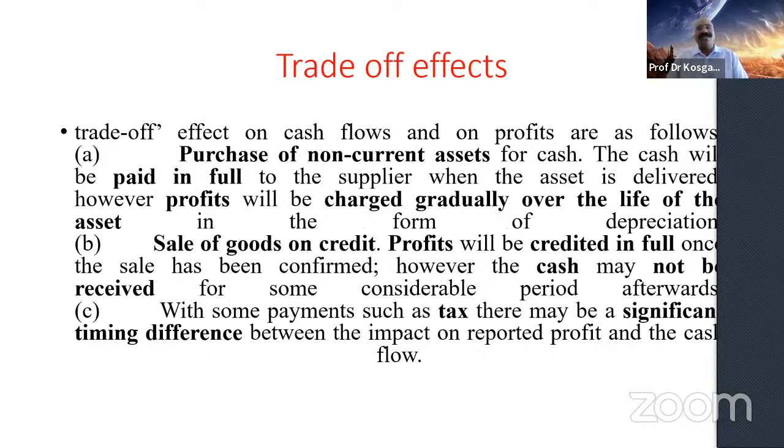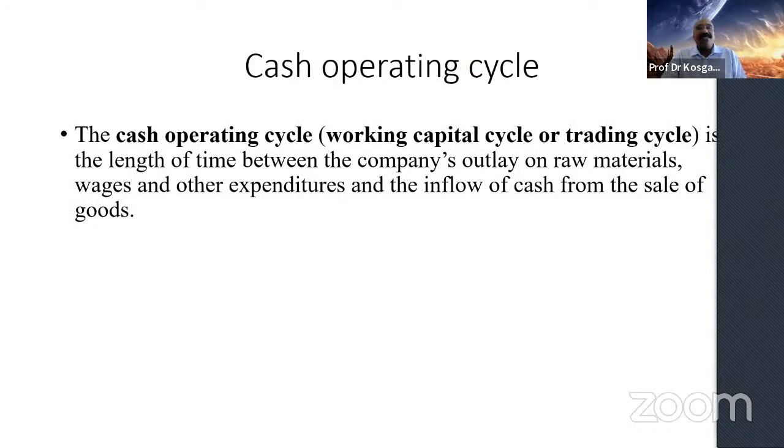Purchase of non-current assets for cash affects cash. Sale of goods on credit affects your working capital. Tax affects your working capital. The cash operating cycle, that is the working capital or trading cycle, is the length of time that the company takes.